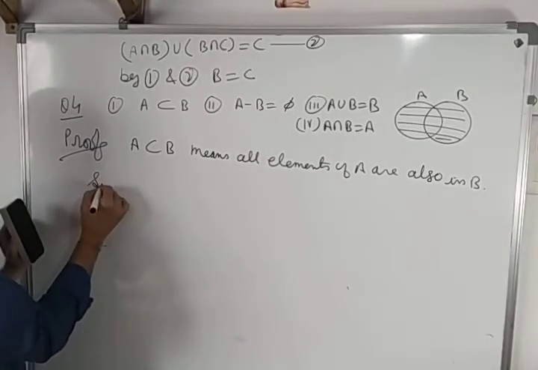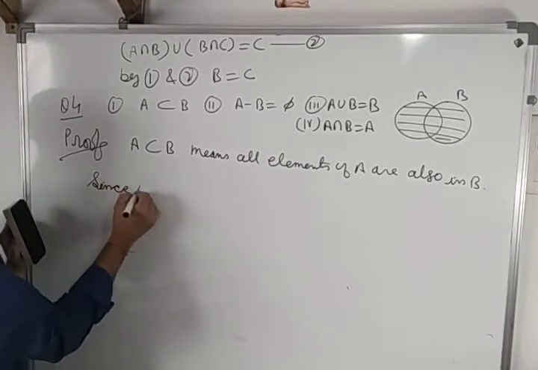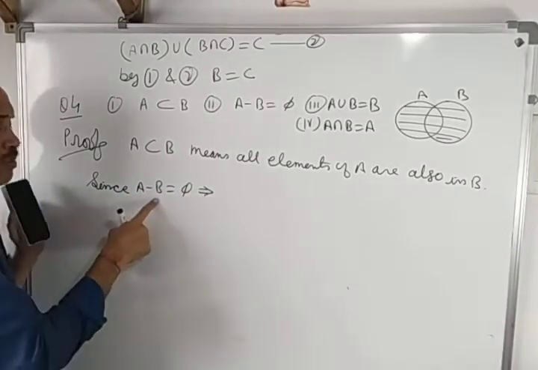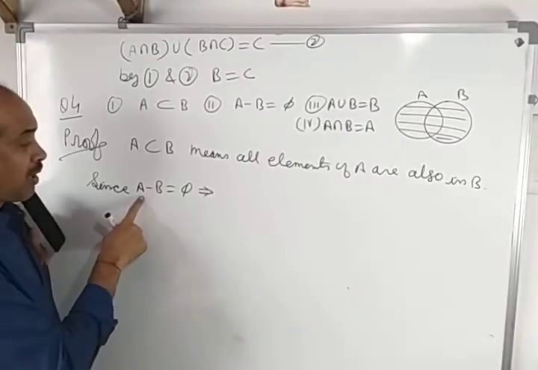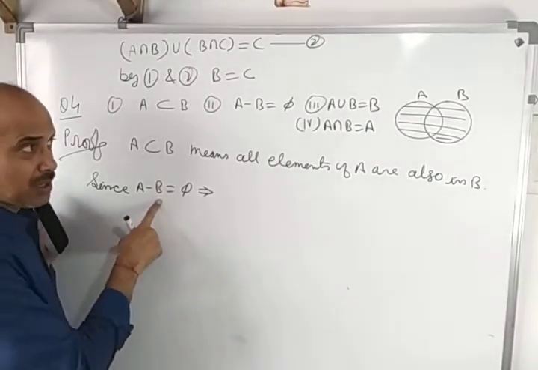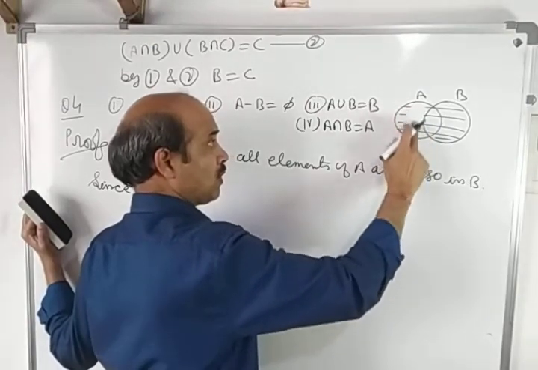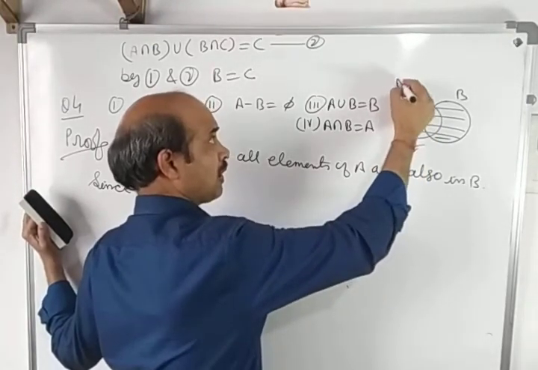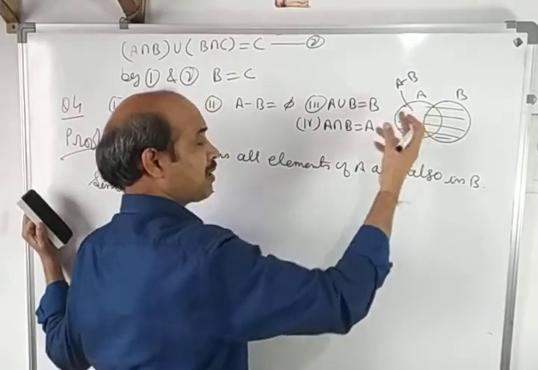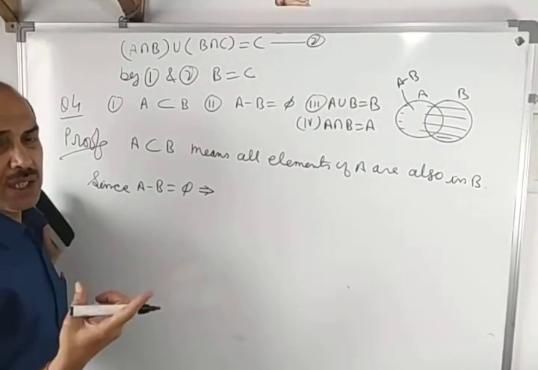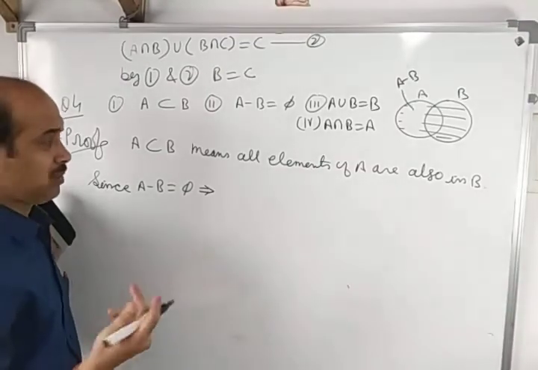So since A minus B is ∅, what does it mean? There is no element in A which is not in B. This is known as A minus B, this area. And this is ∅, means nothing is there. So there is no element in A which is not in B.